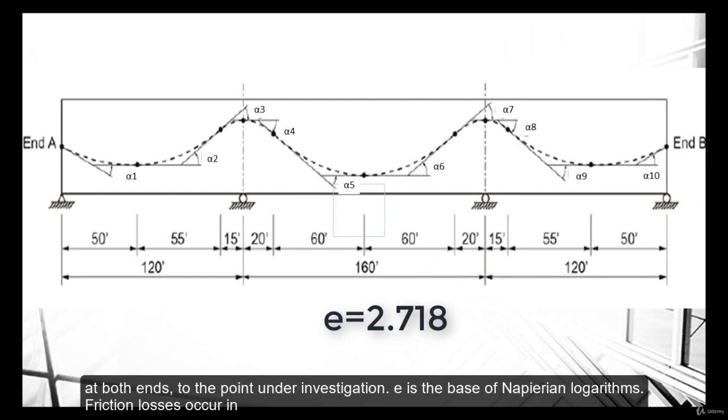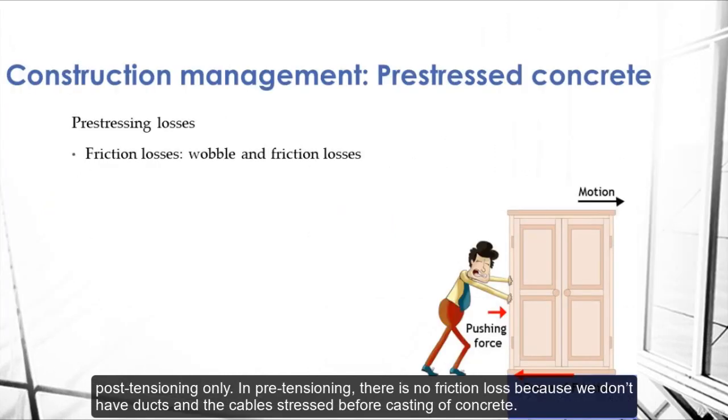Friction losses occur in post-tensioning only. In pre-tensioning there is no friction loss because we don't have ducts and the cables are stressed before casting of concrete.